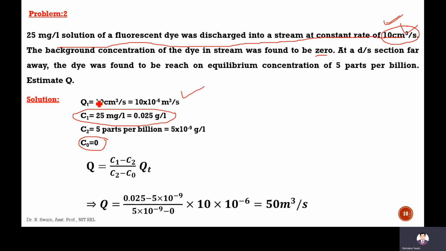Equilibrium concentration of 5 parts per billion. Estimate Q. At the downstream section far away, the dye was found to reach equilibrium condition of 5 parts per billion, meaning C2 is 5 parts per billion. 5 parts per billion means 5 into 10 to the minus 9 gram per liter. That is C2. C1 is given, C2 is given, QT is given, and C naught is given. So all these 4 data we have to put here in Q equal to (C1 minus C2) divided by (C2 minus C naught) into QT. If we put the values, we get discharge equal to 50 meter cube per second.